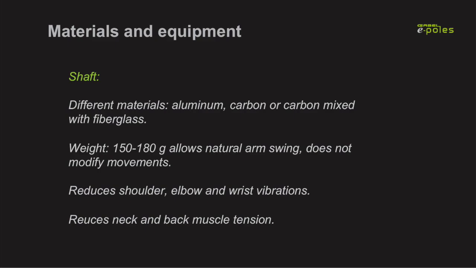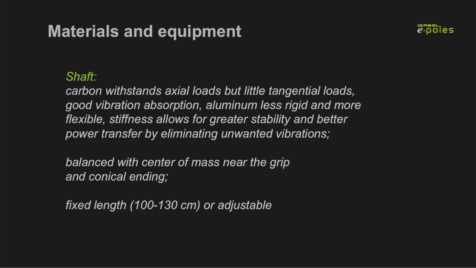The shaft is the central part of the pole. It could be made of different materials such as aluminum or carbon, or a mix of the two, and fiberglass. This is one of the main characteristics when choosing poles, as the weight of the pole shouldn't be over 150 to 180 grams to allow natural arm movement. The choice of material permits control of the level of vibrations from the upper body, shoulders and elbows, and reduces muscular tension. Carbon is an ideal material, but it's also quite expensive.